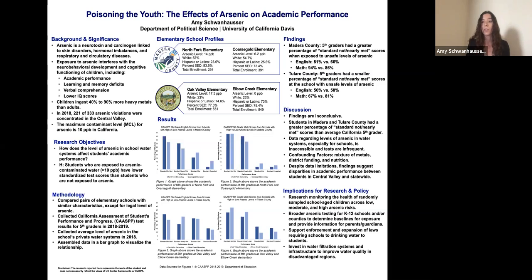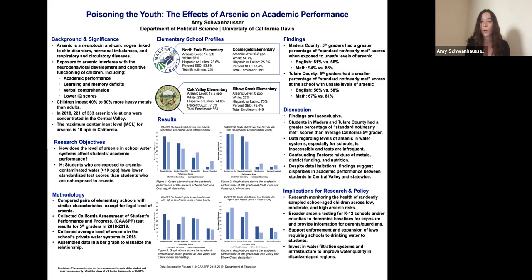So my research objective was to determine whether the presence of arsenic in school water systems affects academic performance. I hypothesized that students who are exposed to water that has more than the legal amount of arsenic would have lower test scores than students who are not. I compared 2 pairs of elementary schools with similar demographics, and I took their California Assessment of Student Performance and Progress scores. In each pair, 1 school surpassed the legal limit.